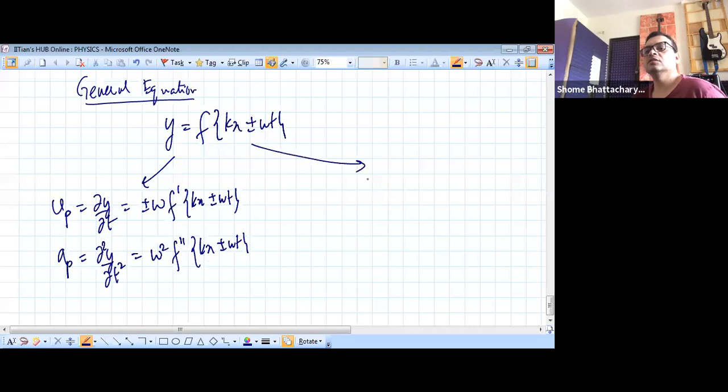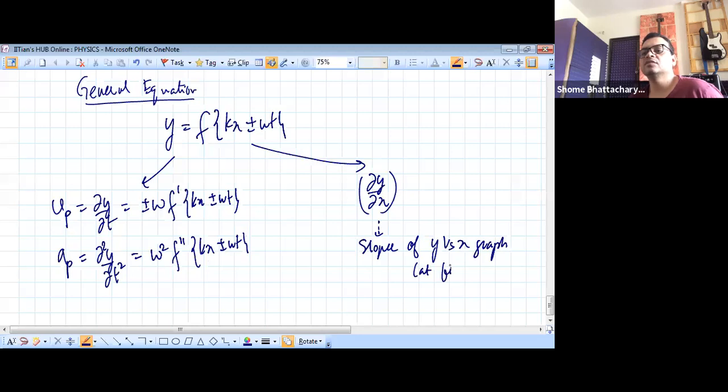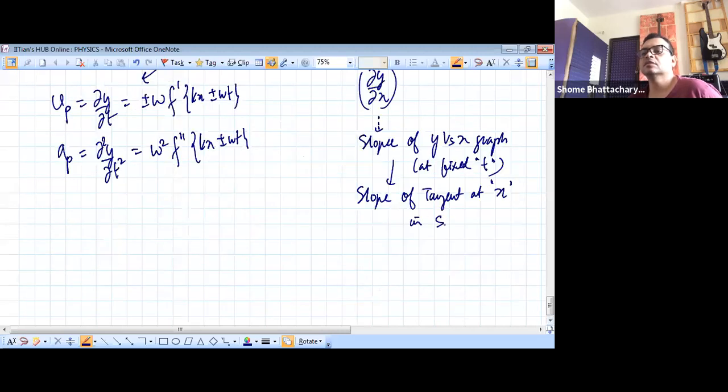Now similarly, what is the quantity del y by del x? This is the rate of change with respect to x when you keep the time constant. So what is the interpretation of this quantity? It is the slope of the y versus x graph at a fixed value of time. So it is nothing but the slope of the tangent at a general point x in the snapshot picture. That is the meaning of this.